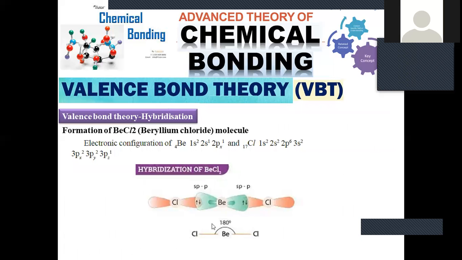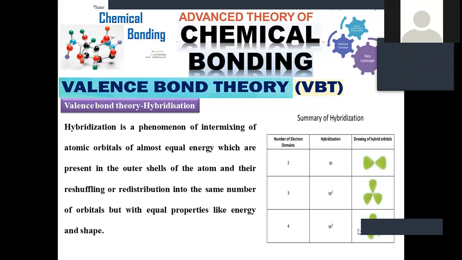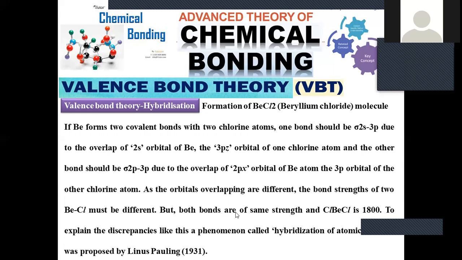But what does the practical observation show? Exactly equal strength, the orbitals contain the same strength, and an equal bond angle is also assigned at both ends of that bond. That is purely because of hybridization of orbitals.